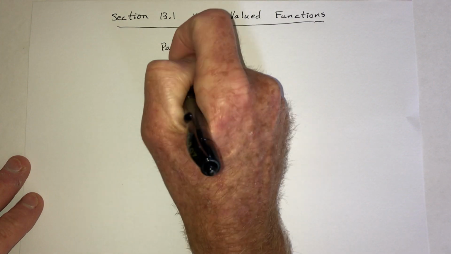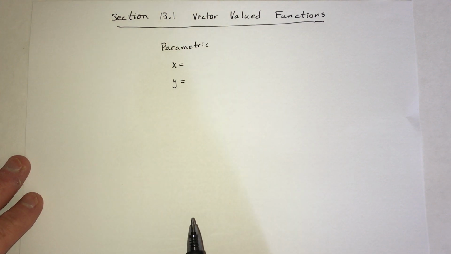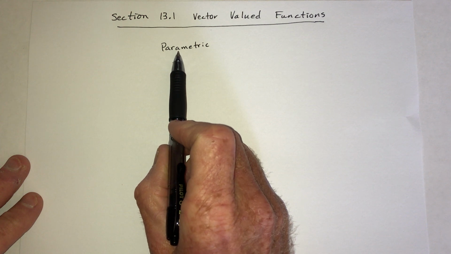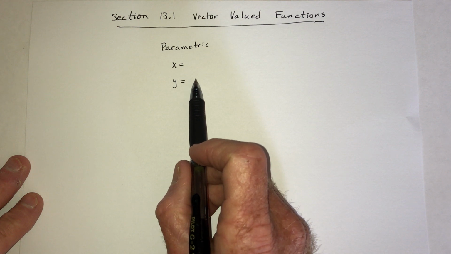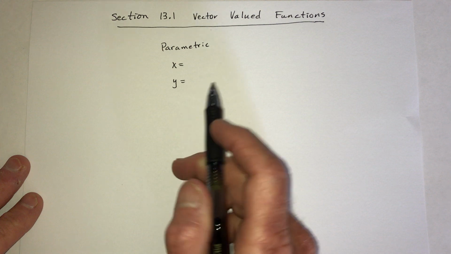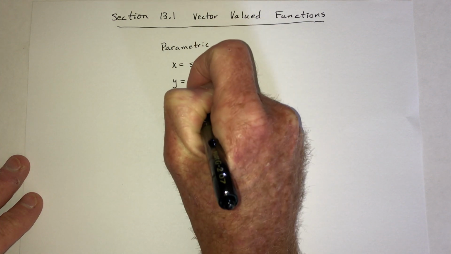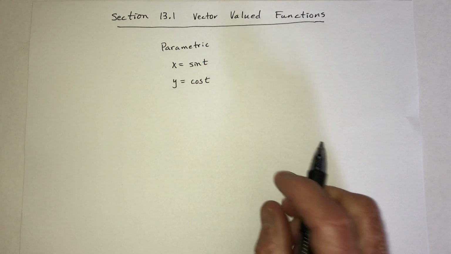So an example of a parametric function would be x equals something, y equals something. The para refers to a parameter, so both of these are going to depend on a parameter t. Basically, as time goes by, the x is going to change and the y is going to change. In this case, I'm going to use sine of t, cosine of t. So right now, it's just in 2 dimensions.